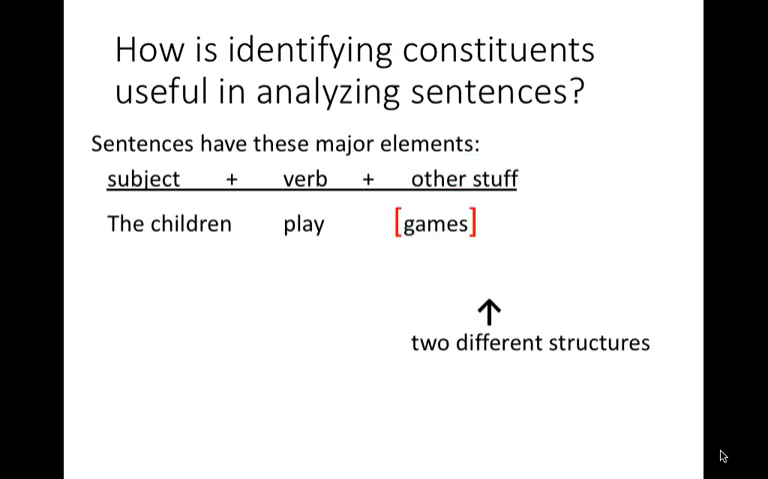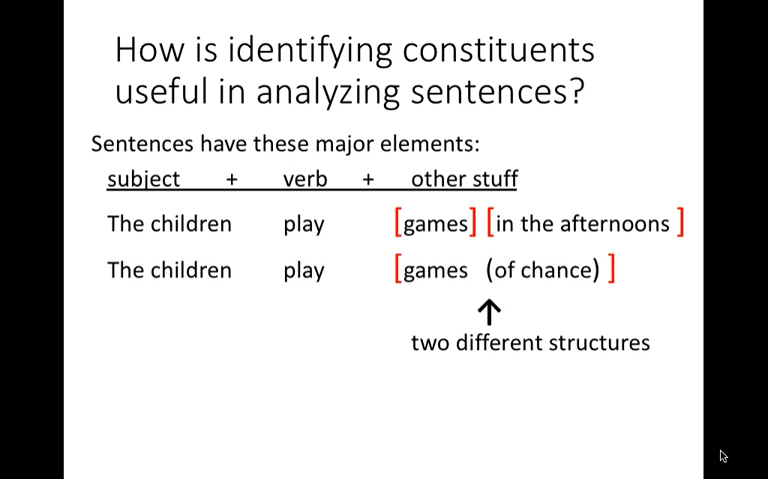Specifically, in the first one, we have the constituent games by itself, and after it, next to it, the constituent in the afternoons. While in the second sentence, games of chance is a constituent, and inside it, we have a smaller constituent of chance. So this way, even if you're not sure what all the structures are in these two sentences, after this unit, you'll be able to figure out where the chunks begin and end, and that will give you this pretty good general idea of the overall structures of these two sentences.